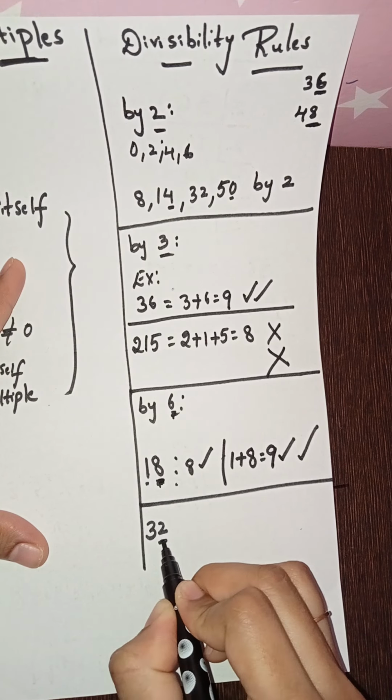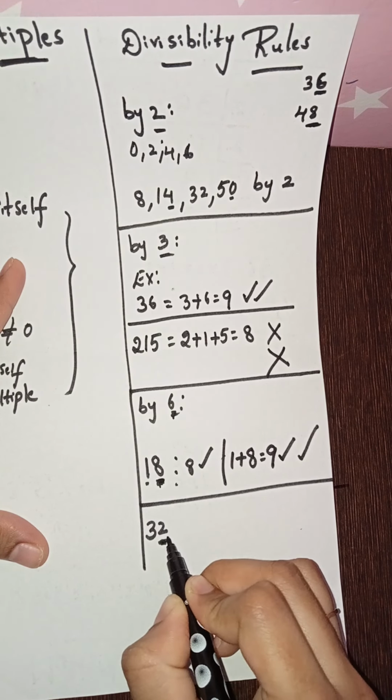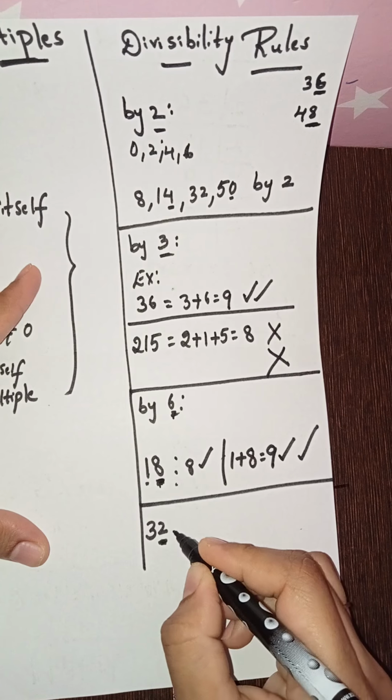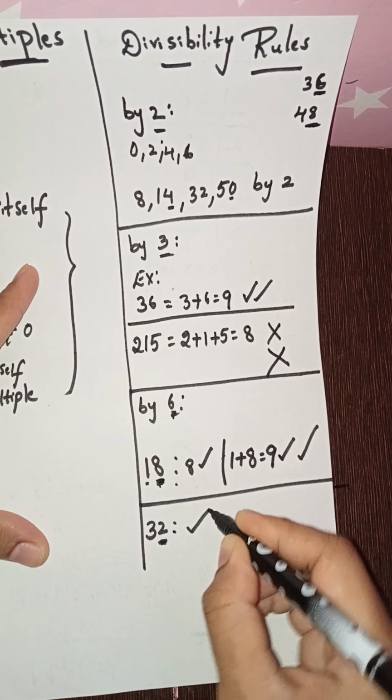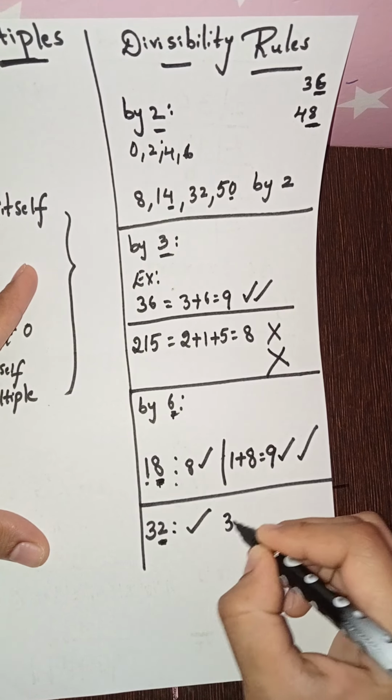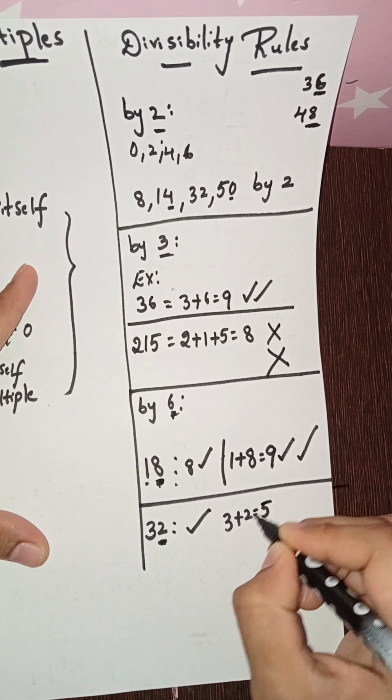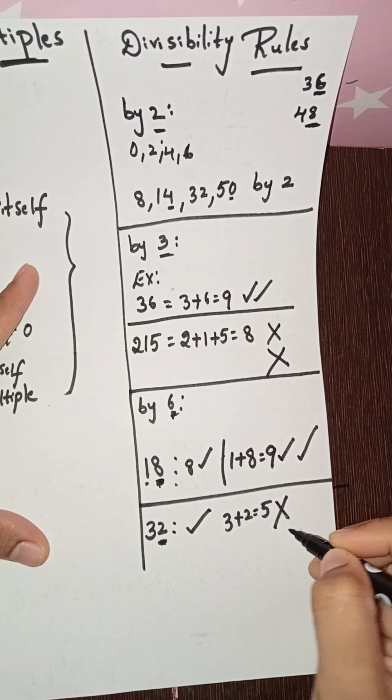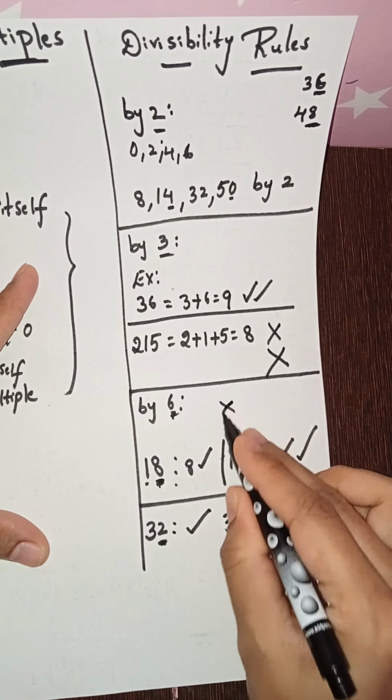32. Here the one's digit is 2, which is an even number, so it is divisible by 2. Adding the sum, 3 plus 2 is 5. It is not divisible by 3. So divisibility by 6 is not possible.